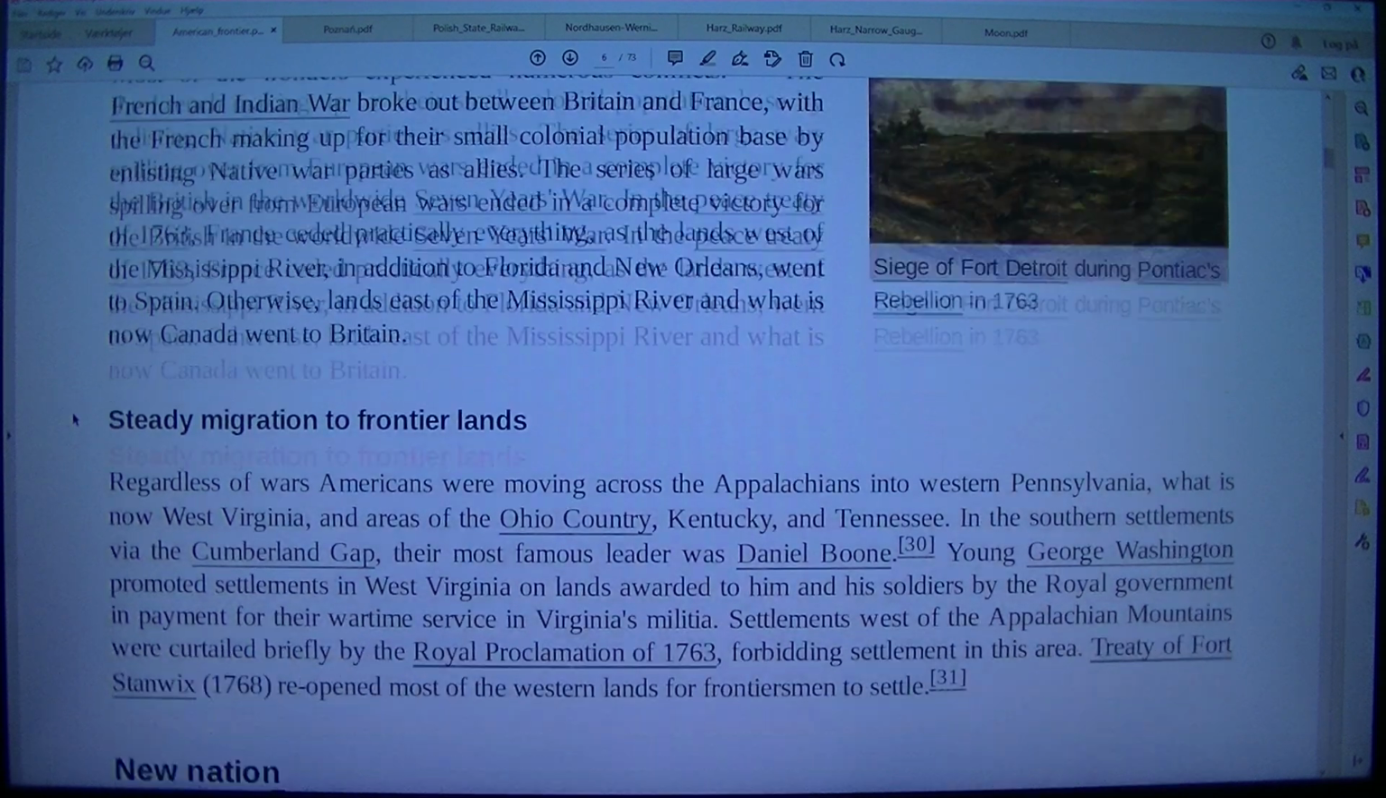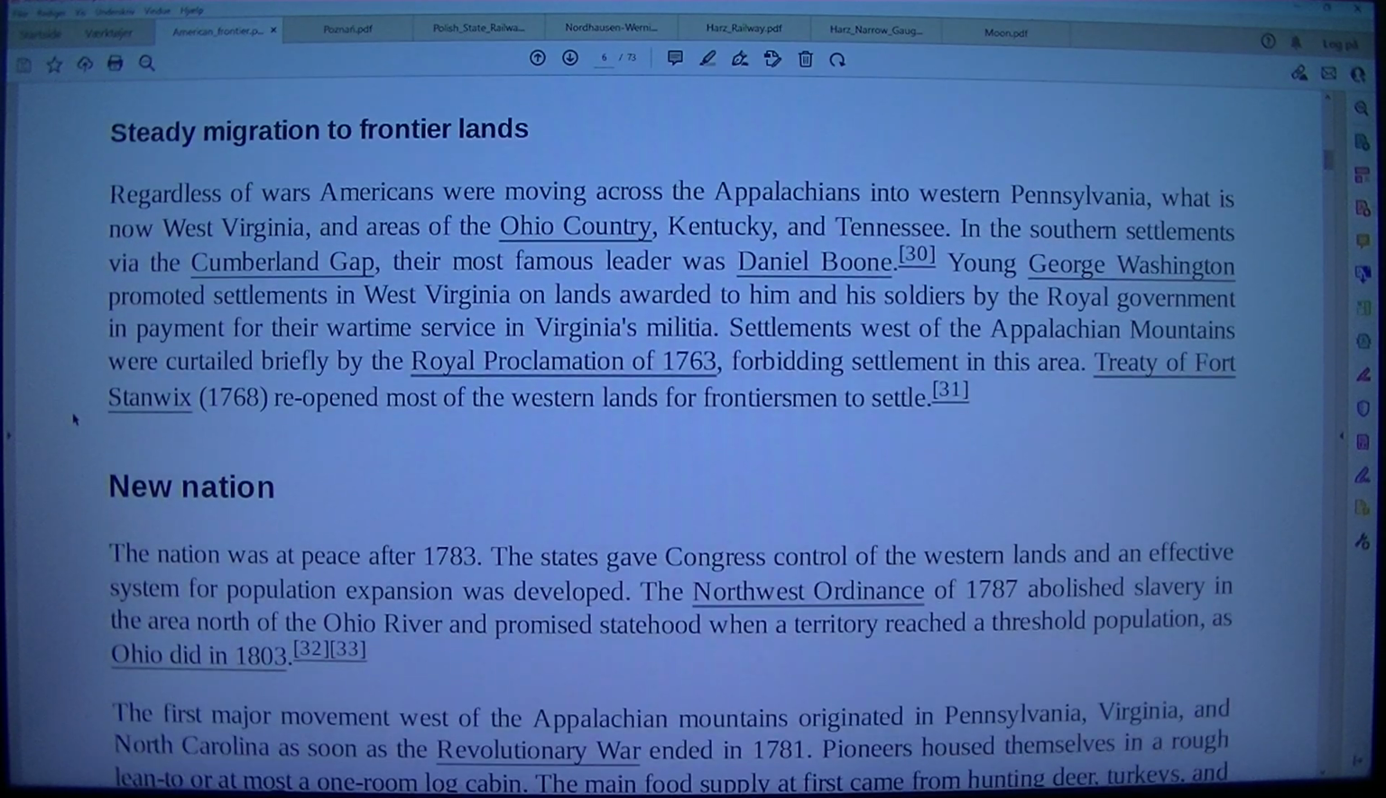Steady migration to frontier lands. Regardless of wars, Americans were moving across the Appalachians into western Pennsylvania, what is now West Virginia, and areas of the Ohio Country, Kentucky, and Tennessee.